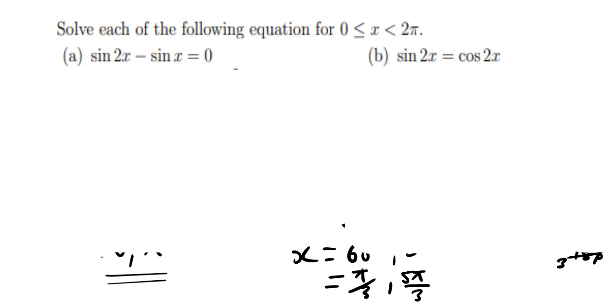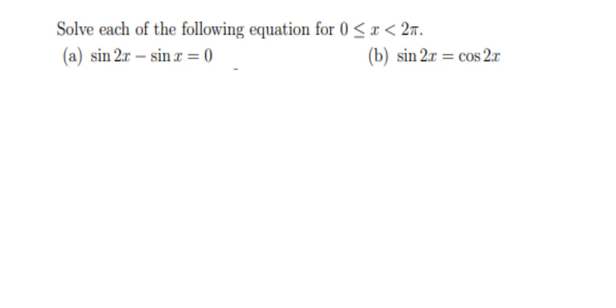Now let's solve the other one. We're solving b. So for b, we've got sine 2x is equal to cos 2x. I think I can make a tan from here.